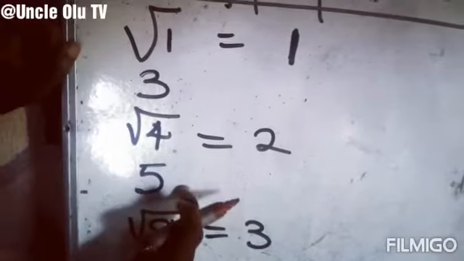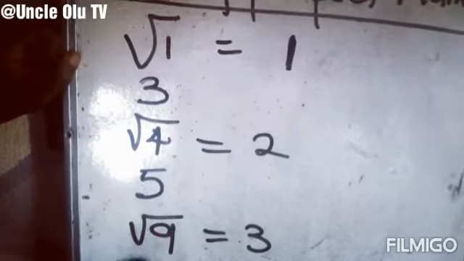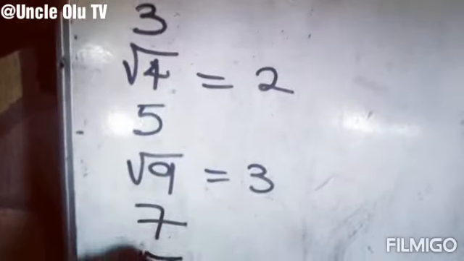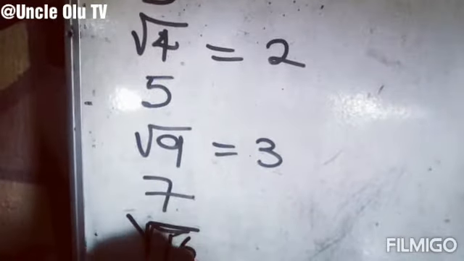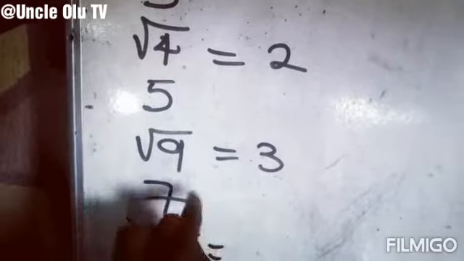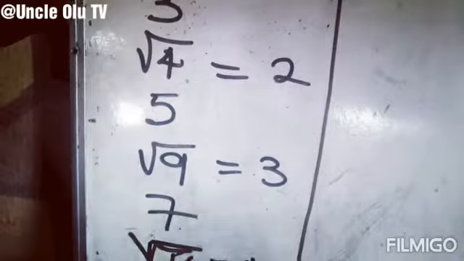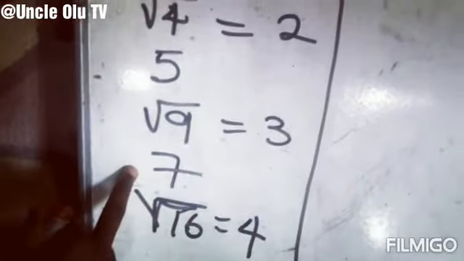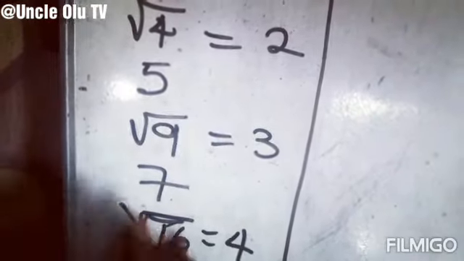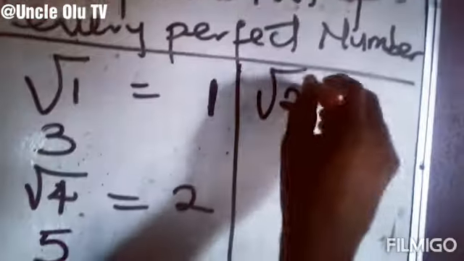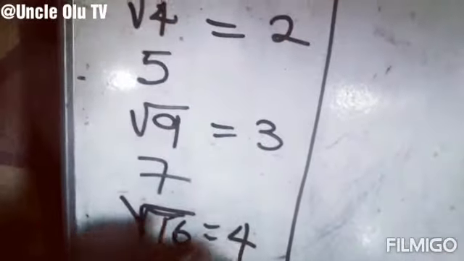What's the next odd number after 5? That is 7. 7 plus 9, 16. So 7 minus 3, 4. After 7, what is the next odd number? That is 9. 9 plus 16, 25. And 9 minus 4, 5.